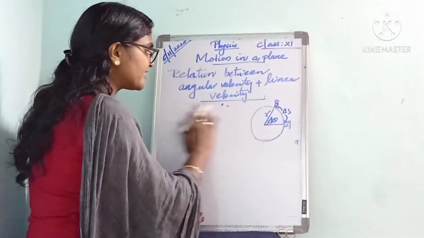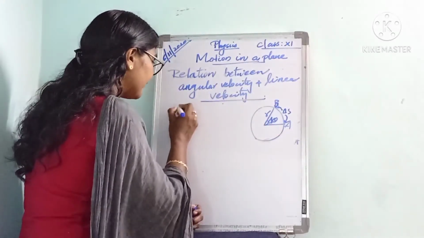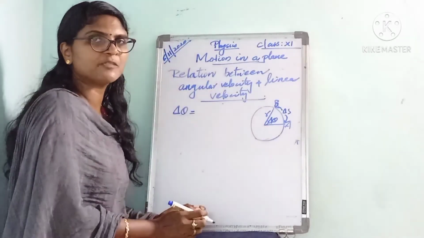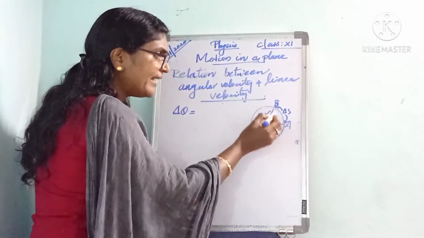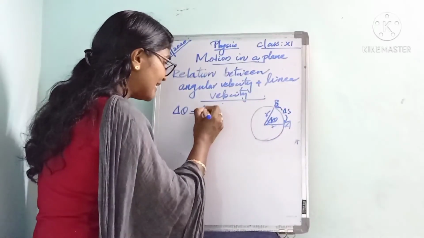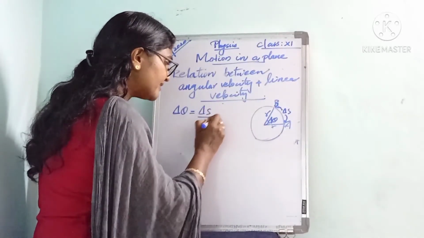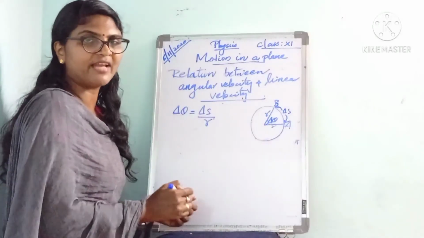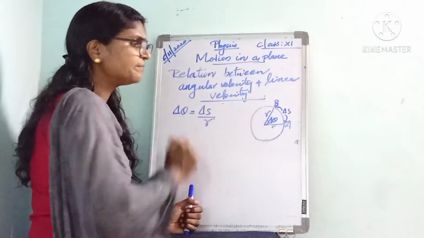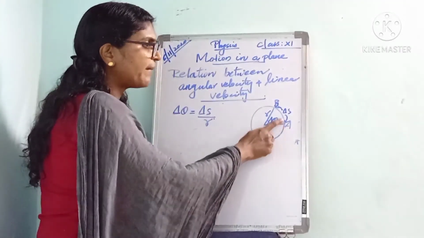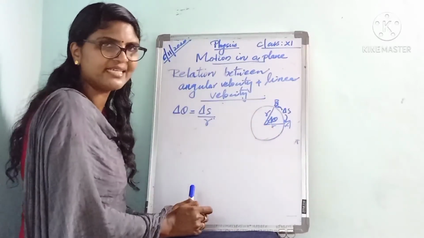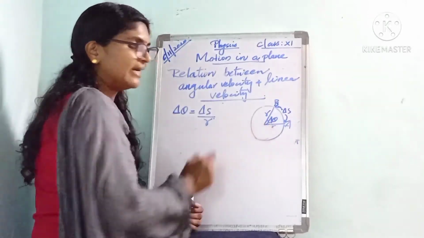Then the angular displacement, which we represent as delta theta. You know angular displacement is arc length by radius. Here the arc length is represented as delta S, and the radius is r. Here we are assuming that a particle moves along a circular path of radius r, and when the particle moves from A to B, it covers a distance of delta S during the time delta t and a certain angle delta theta.